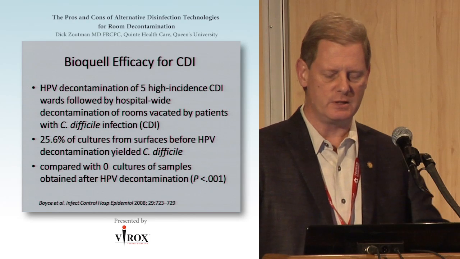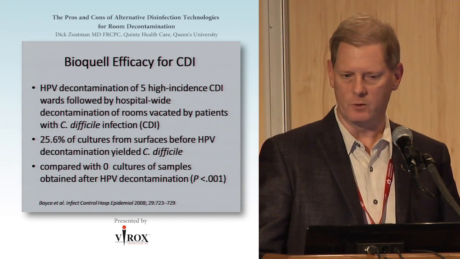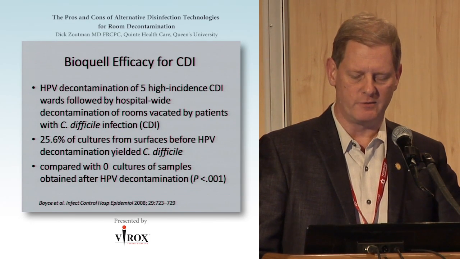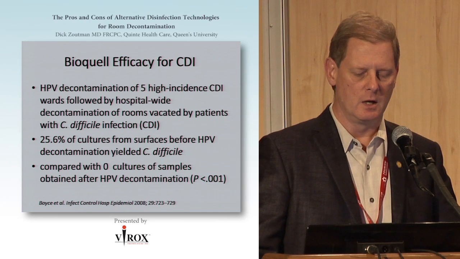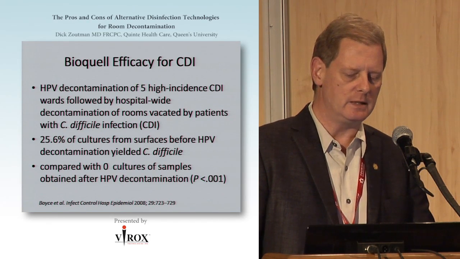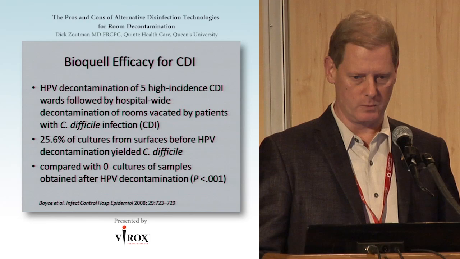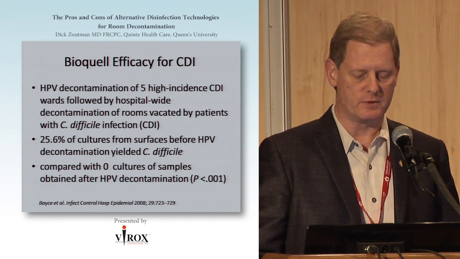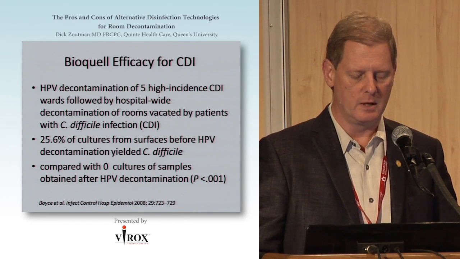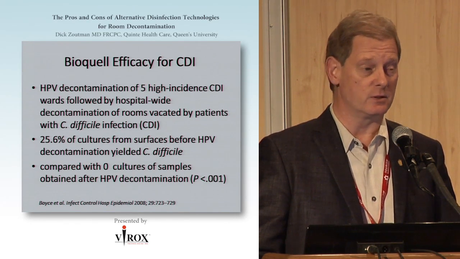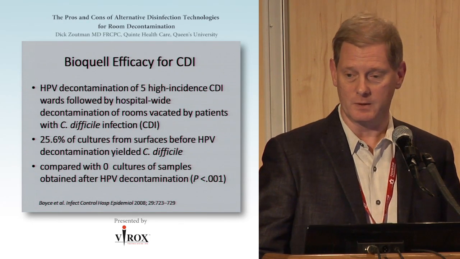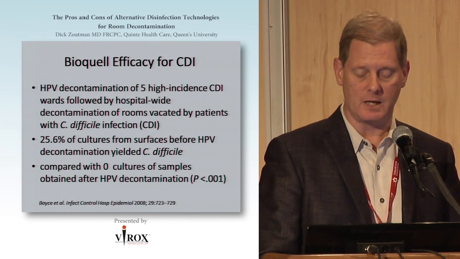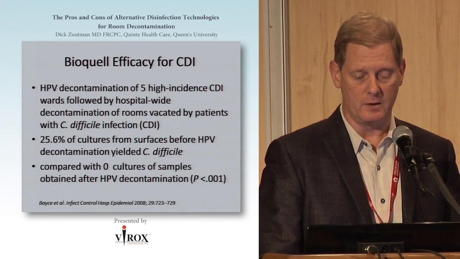The efficacy for Clostridium difficile is most well known for the Bioquell system. One study by John Boyce looked at 5 high incidence C. difficile wards, followed by hospital-wide decontamination of rooms after all patients with C. difficile. And they found 25.6% of the cultures from surfaces before hydrogen peroxide vapor in the room were contaminated with C. difficile. 25% of the rooms had C. difficile in them on discharge. That's very high, compared to 0 after the hydrogen peroxide vapor decontamination procedure, which is very notable.